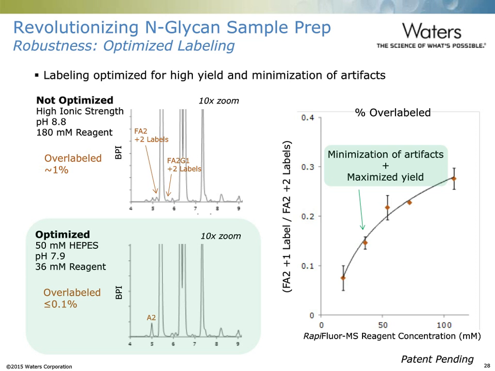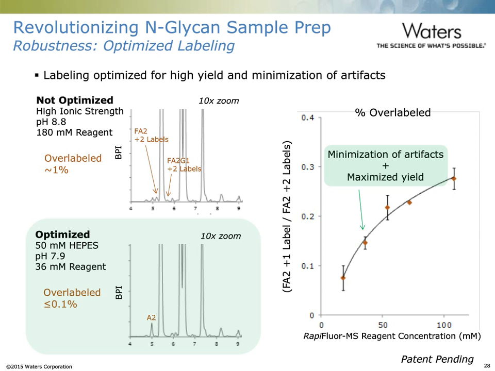As shown on the bottom chromatogram, obtained for a sample labeled with the optimized conditions, in the plot on the right, relative percentages of the over-labeled artifacts versus the desired singly modified glycans are less than or equal to 0.1%. This means that artifacts of rapid tagging are kept from populating the RapiFluor-MS glycan profiles at any significant level above the lower dynamic range limits of most mass spectrometers.